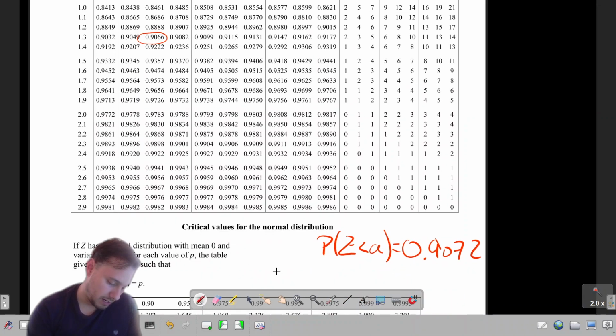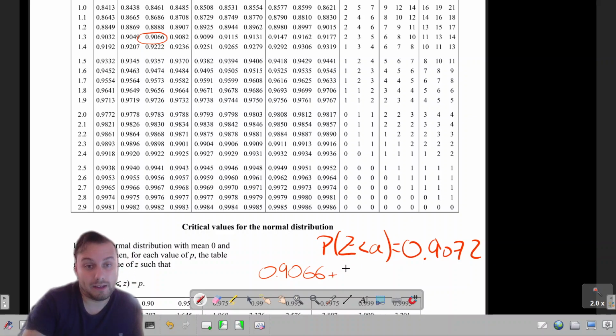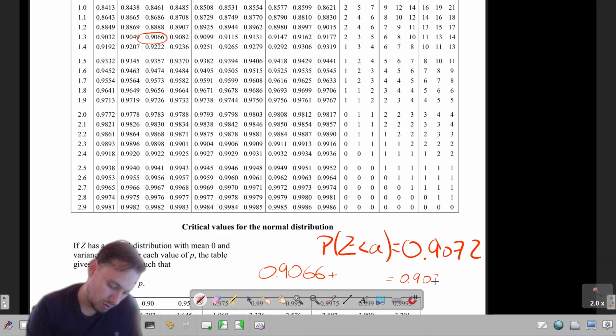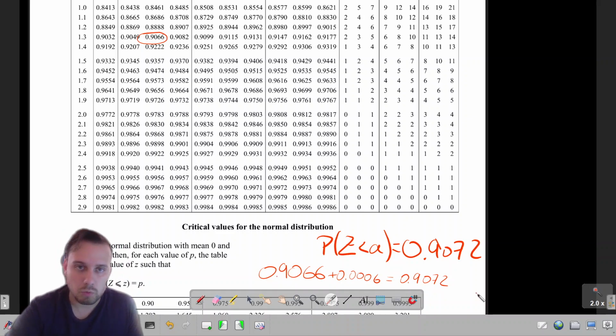We know that we have 0.9066. This value is going to be added to something that is going to give me 0.9072. What is that something? Well, that something is 0.0006, right? Because this 6 plus this 6 gives you 12, so we get a 2, we add a 1, so this 6 plus 1 is 7, and we get what we're looking for. So what we know from this value is that we need to add a 6.